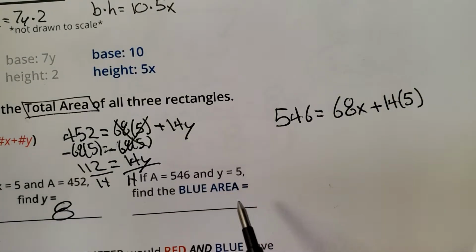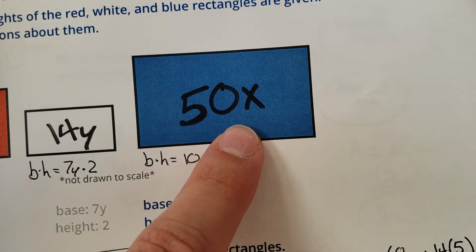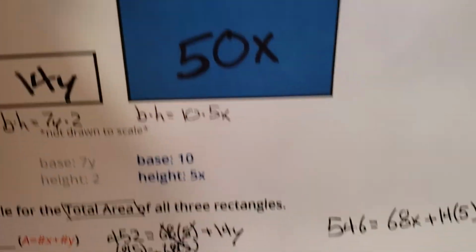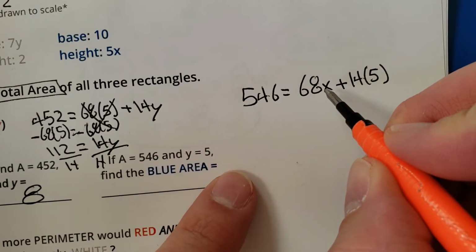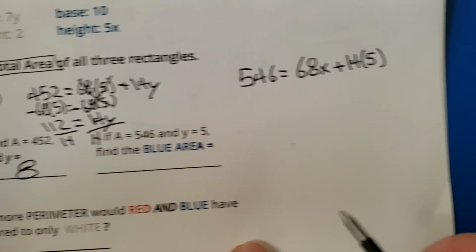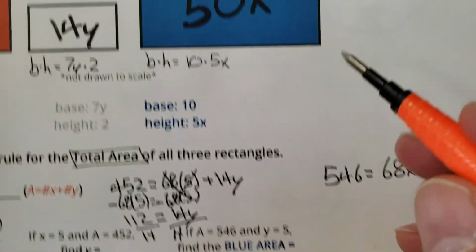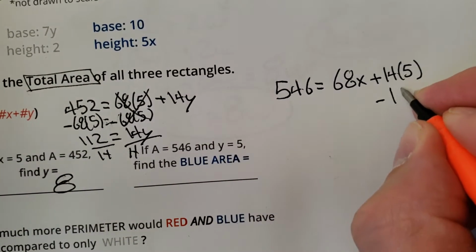Find the blue area. What? The blue area is 50x. I've got no... Oh, I know what to do. Maybe if I solve for x and then plug x in, I can get the... Oh, there we go. So this one's tricky. I got to solve for x and then use x. That never happens in algebra. It actually happens all the time.